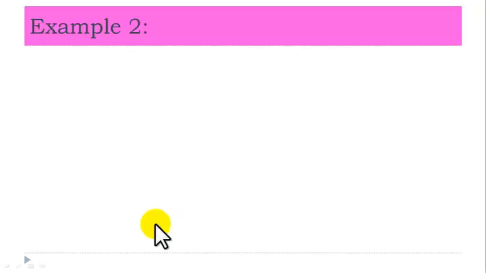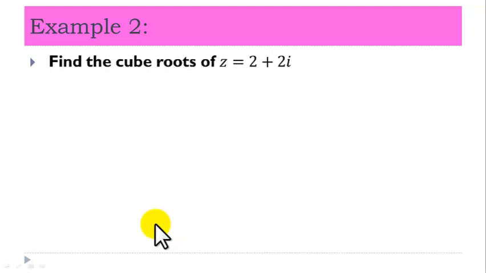Example 2. Find the cube root of the complex number z equals 2 plus 2i. Solution.